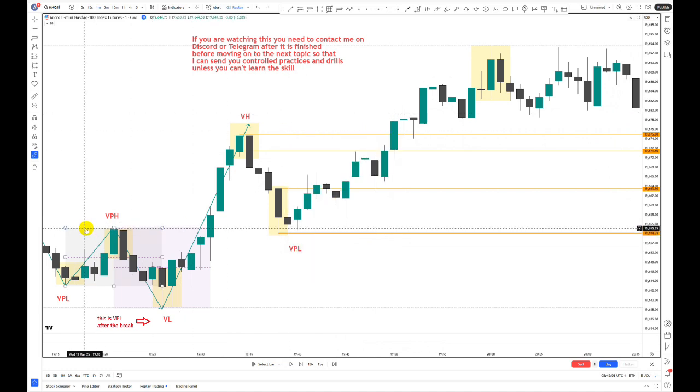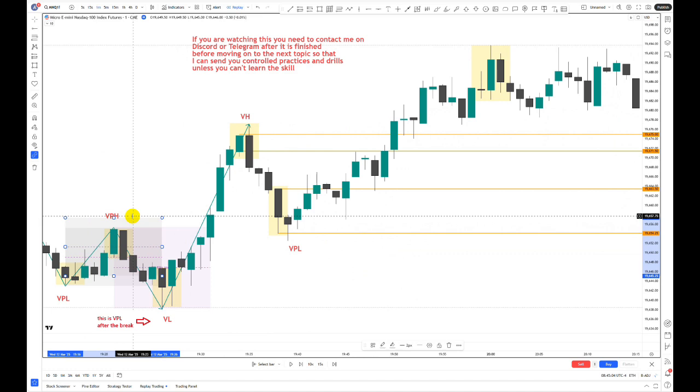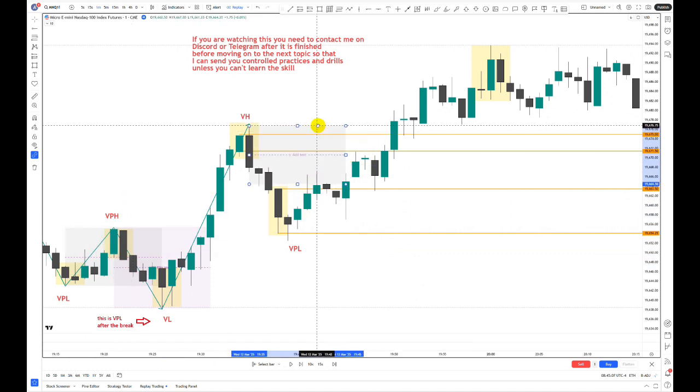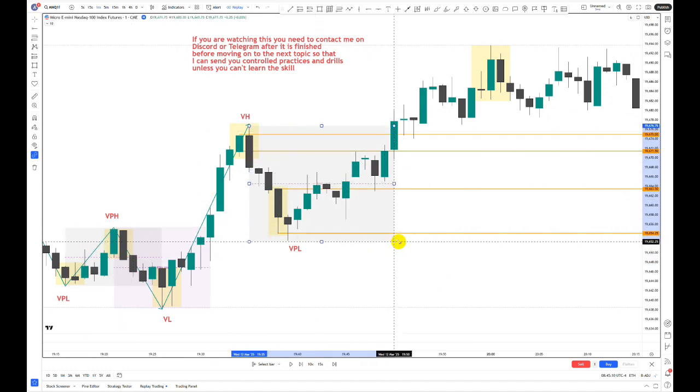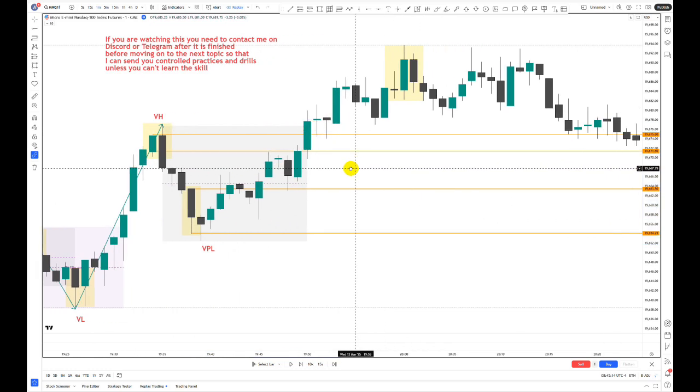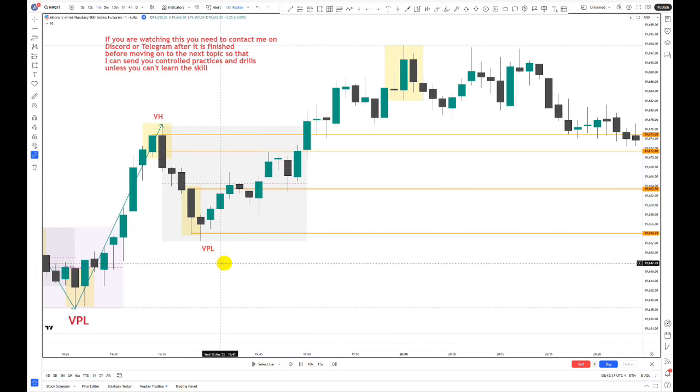Why? Because we have this pullback, valid pullback, here confirming that the buyers are strong enough to have capital, not only taking the stop losses here, but also maintaining the price about there. This turns out to become a valid pullback, and valid protected low.